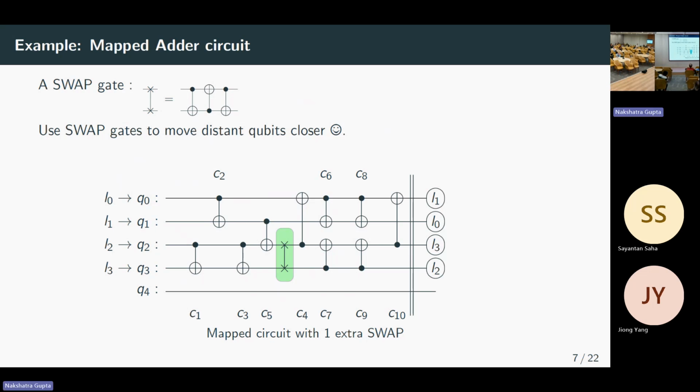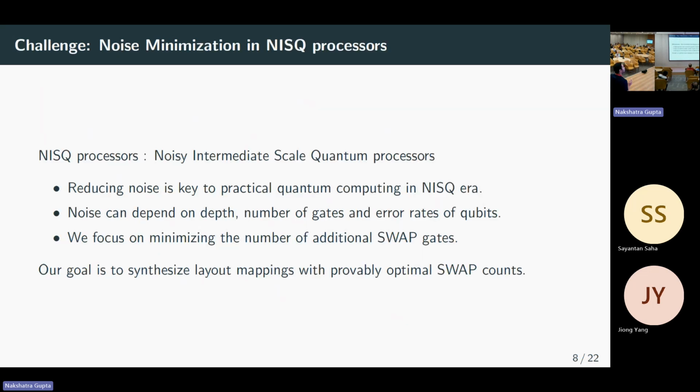Now, what is the problem? We can always do this, right? So we can come up with a polynomial time algorithm to schedule all the gates. You just go through one CNOT at a time. If you find some CNOT that is not schedulable, you just swap around and schedule all the gates. So the problem is it comes with the noise.